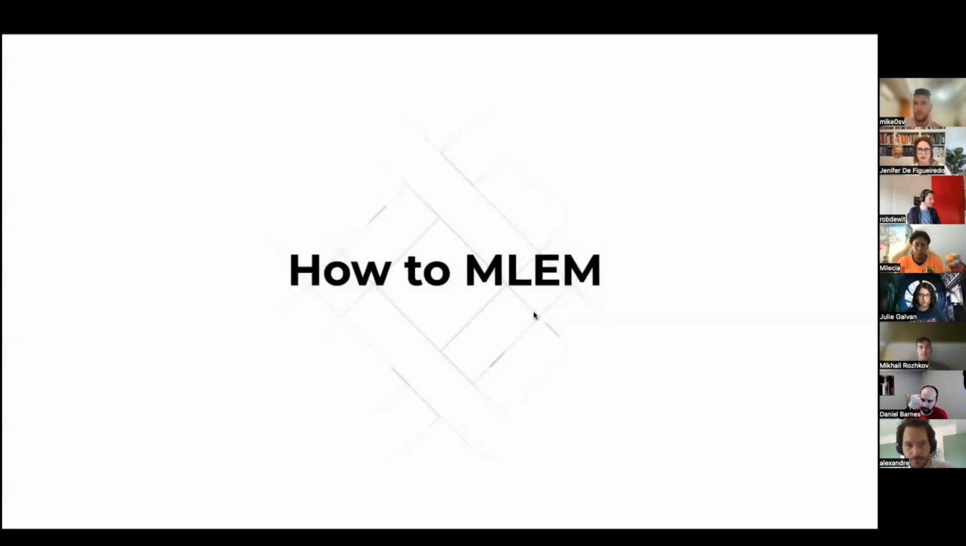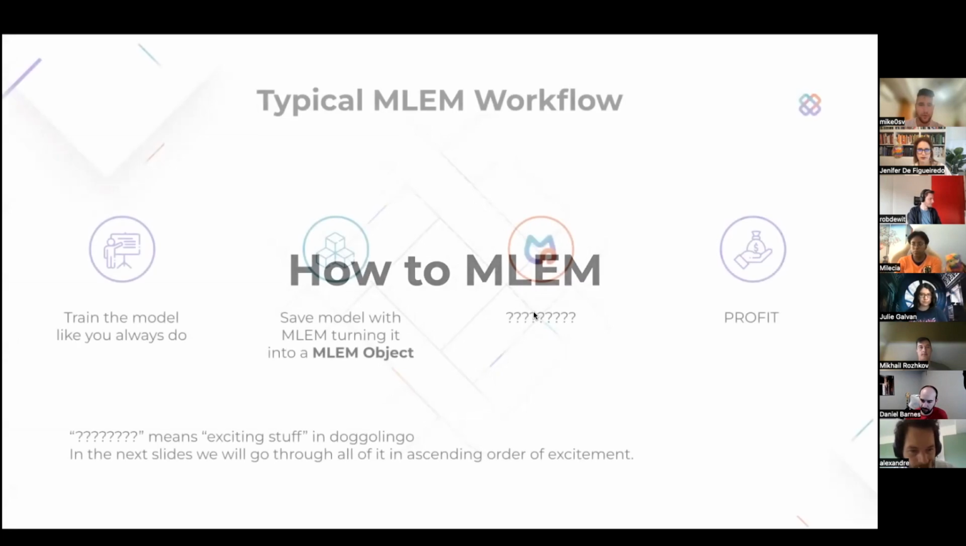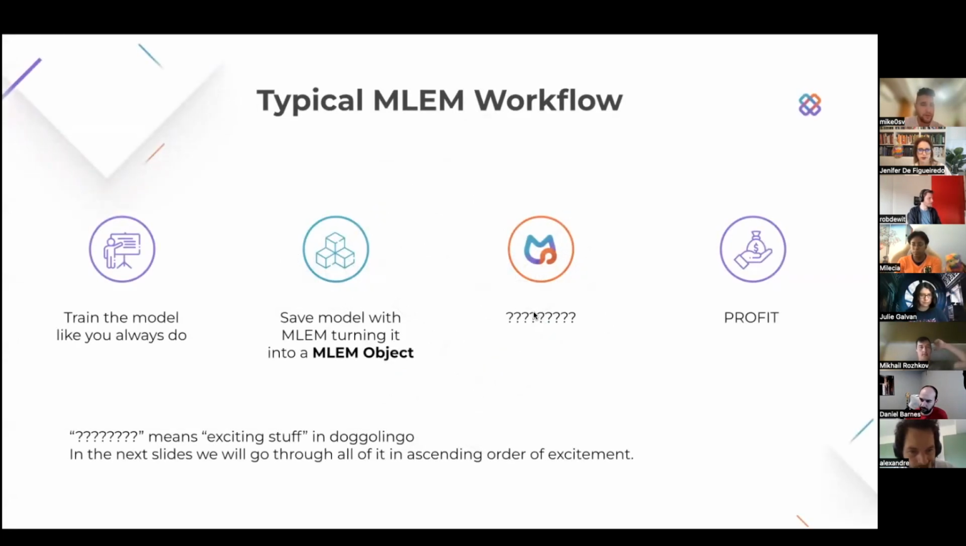Okay, moving on. Now I will tell you what MLEM can do. So we'll start with the typical MLEM workflow. So first you train your model like you always do, using one of the supported frameworks. And then you just save the model, as I explained before, with MLEM API save, and you turn your model into a MLEM object. And then we've got a bunch of question marks and profit. And in Dogolingo, question marks means exciting stuff.